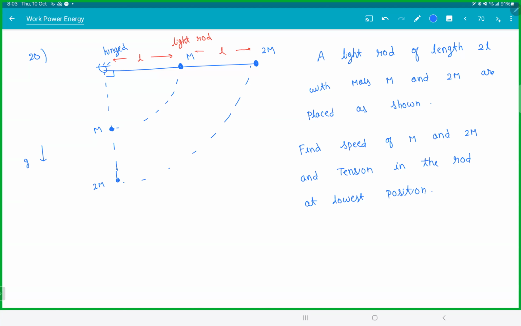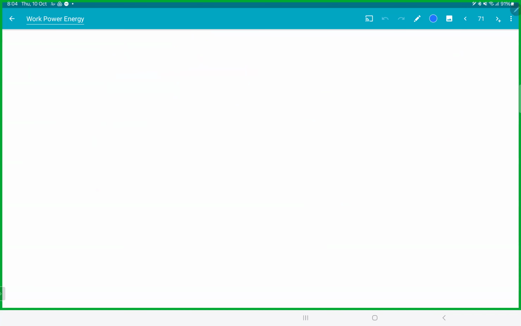Anyone got the speeds? Let's see. First of all, I hope you didn't fall into the trap. What do you think about the speeds? What is the same for both the particles? Omega. Puruja got it right. It is not the speed. Think about it, it's a light rod.